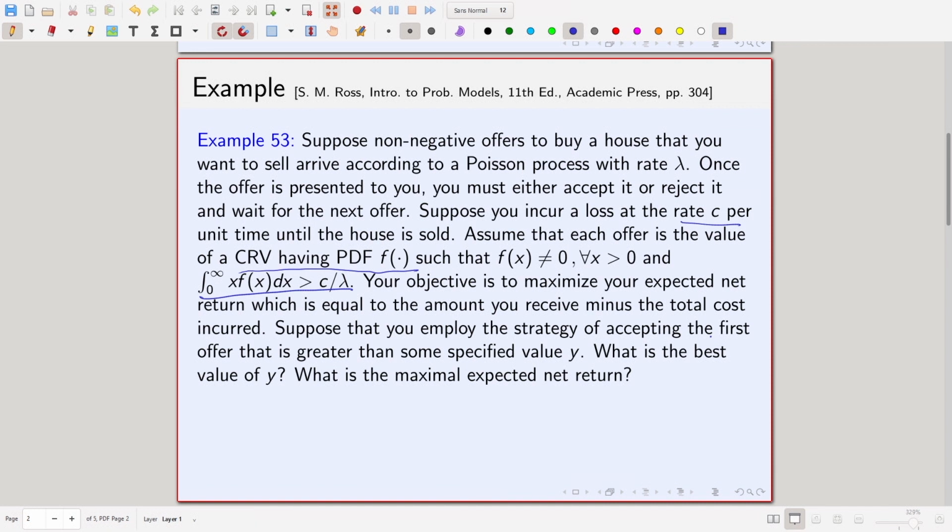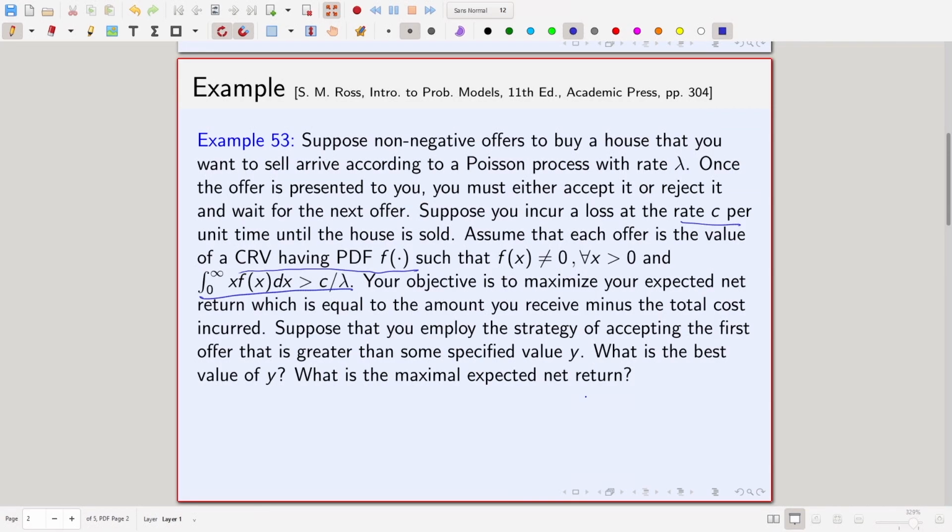Now, what is the best value of y? How do you fix your y? That is such that you can maximize your return. Your strategy is you wait until the first offer of size greater than or equal to y. So, what you are trying to find out is what should be the value of y that I should wait until. So, what is the optimal value of y?